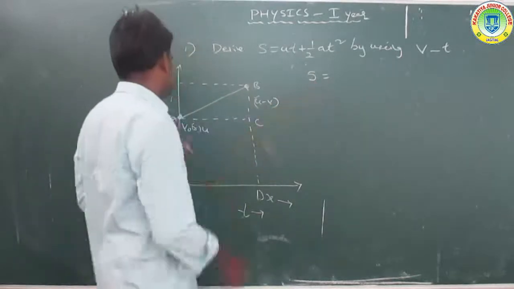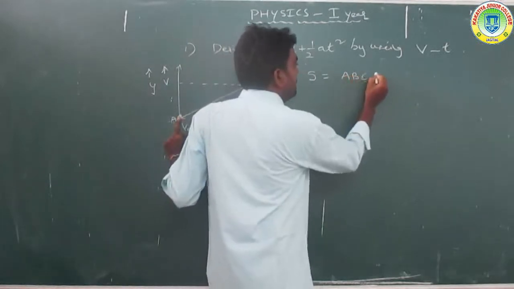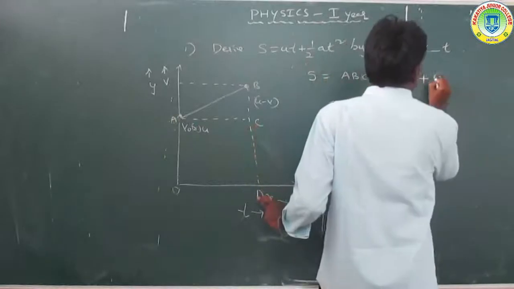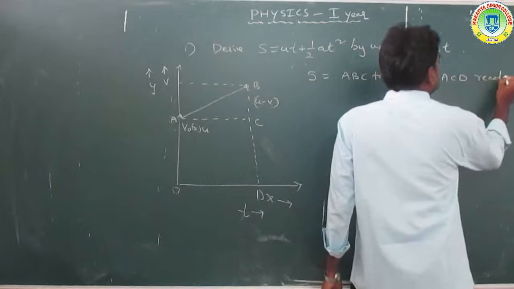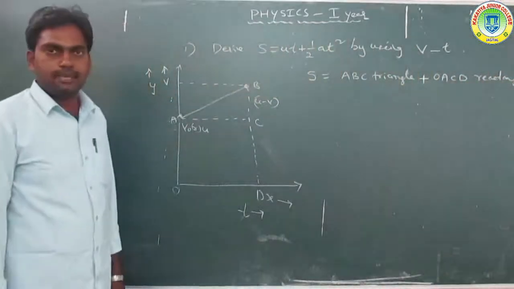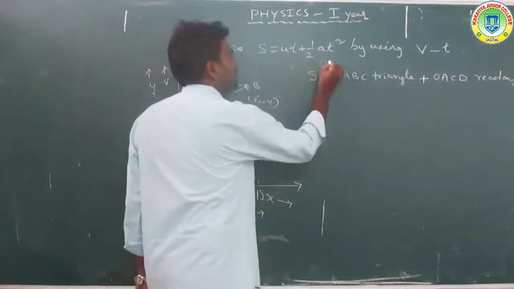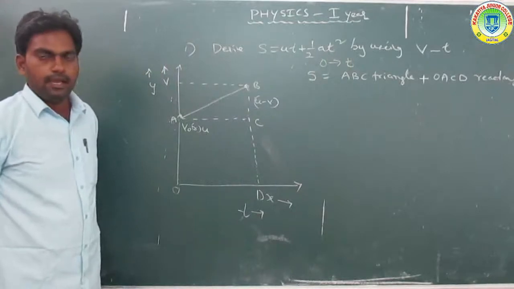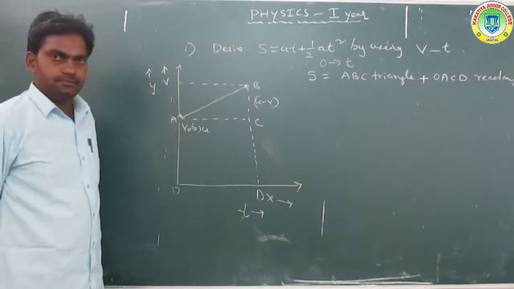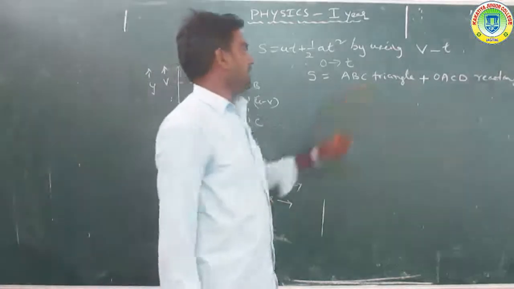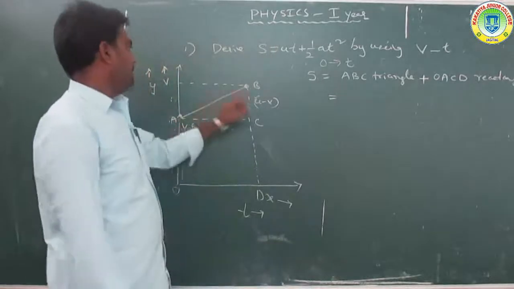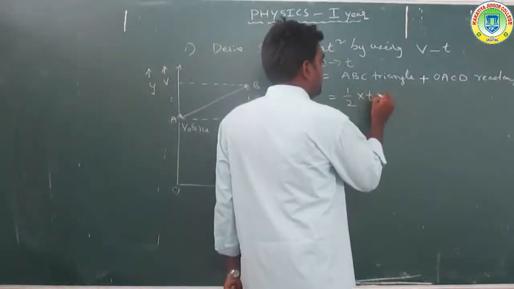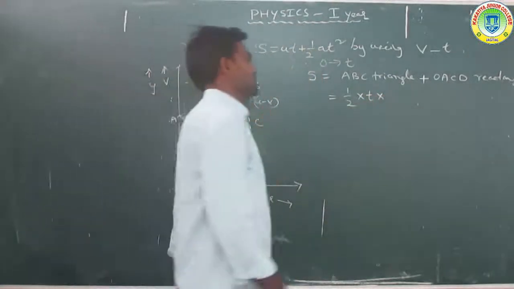So s is equal to the area of triangle ABC plus the area of rectangle OACD. Here s is the total displacement travelled by the body in t seconds, from 0 to t. For triangle ABC, the area is half into base into height. The base is t, the time period, and the height is v minus u.